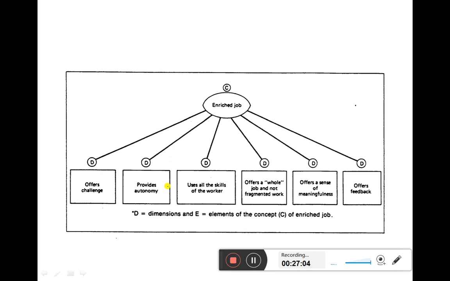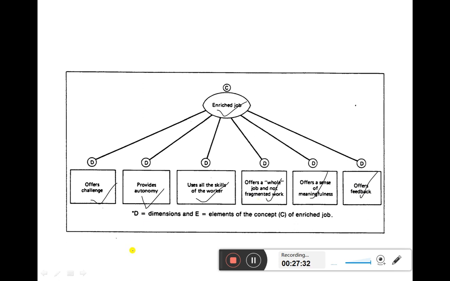Let me give you a bulk of questions, an example, just to make your idea clear. Take the construct of an enriched job. The dimensions are as follows: it offers challenges, provides autonomy, meaning power, uses all the skills of the workers, offers a whole job and not fragmented work, offers a sense of meaningfulness, and offers feedback.